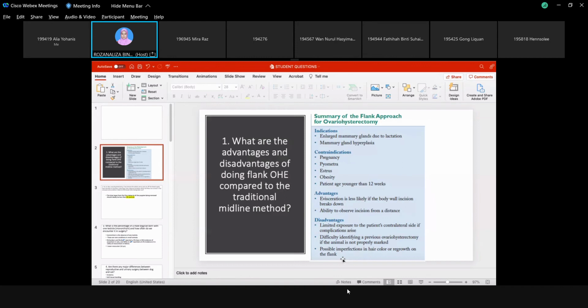Actually, if you ask which one I prefer, it's basically whichever one you are most confident with. Personally, I'm not comfortable with the flank unless requested by owners. Yes, I'll do it, but I'll be very careful in performing it. Okay, so that's it. Is everyone clear?